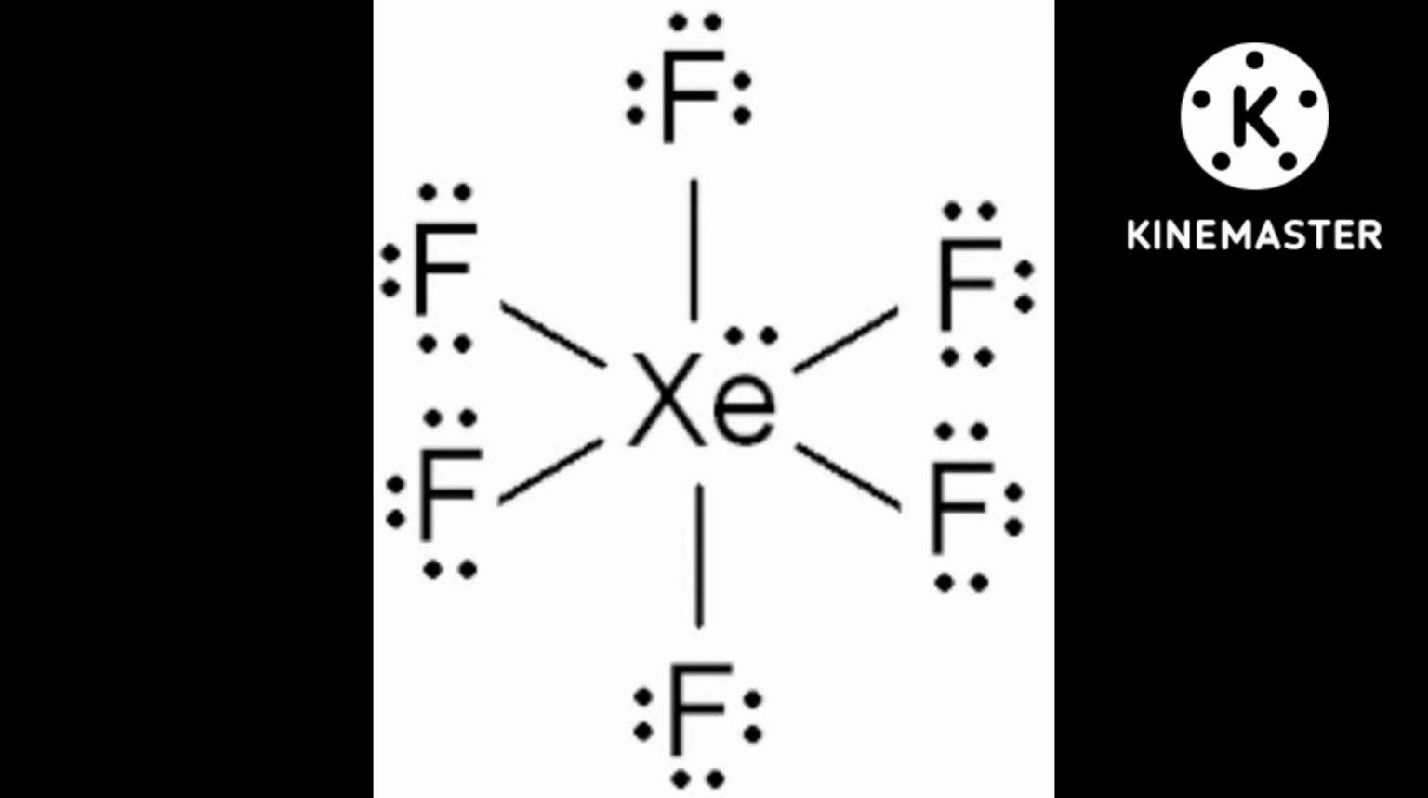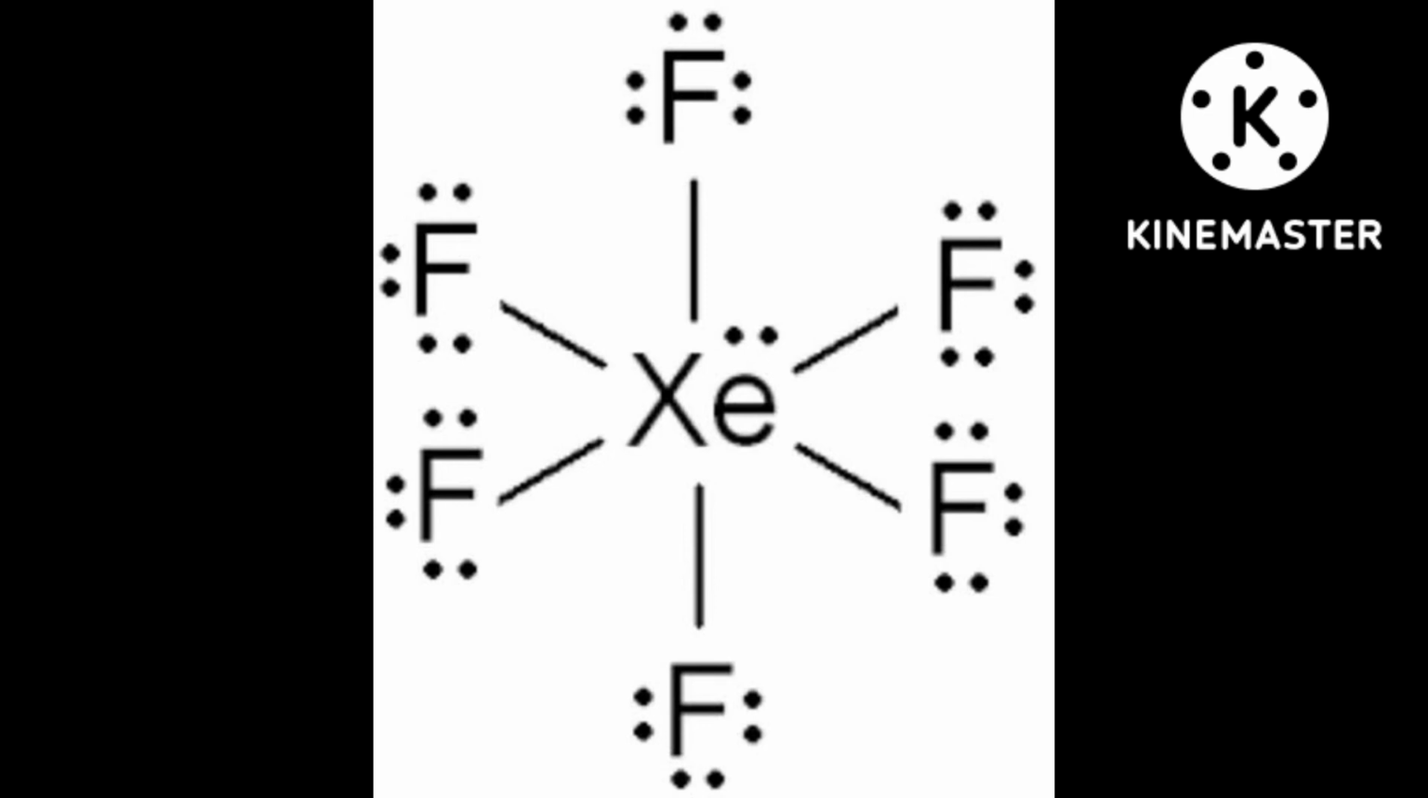Here the octet rule fails. Now the second example I am telling you, SF6. S is the central atom and 6 fluorines are surrounding. Means up, down 1, 1 and left, right 2, 2. Then 6 bonds will form by sharing of electrons, 1 each. 6 bonds into 2 is 12. Here 12 electrons are around the sulfur atom. Here also the octet rule fails.